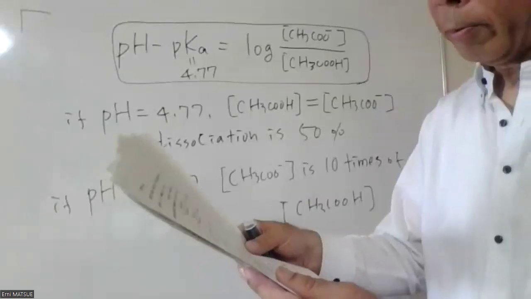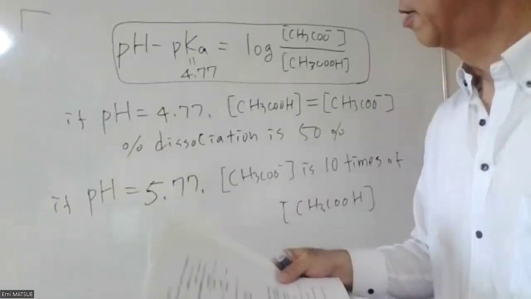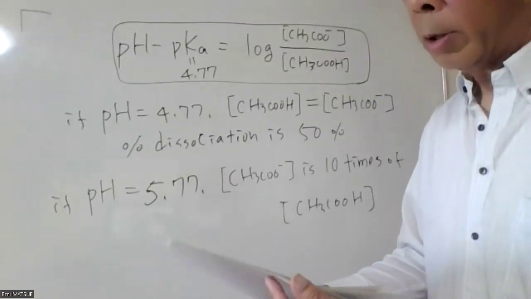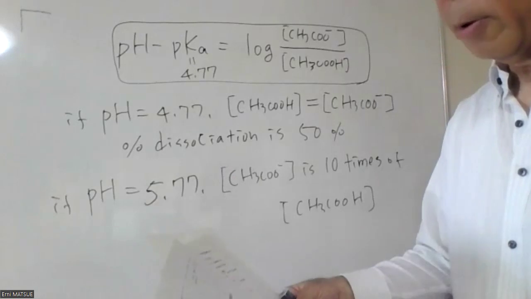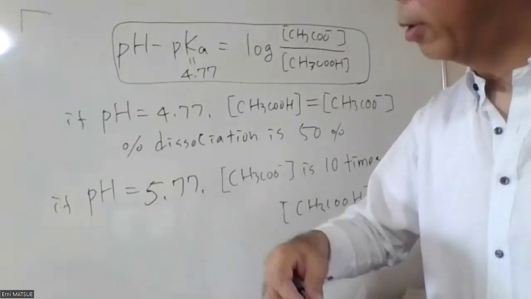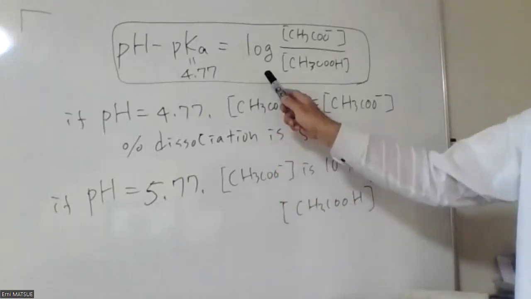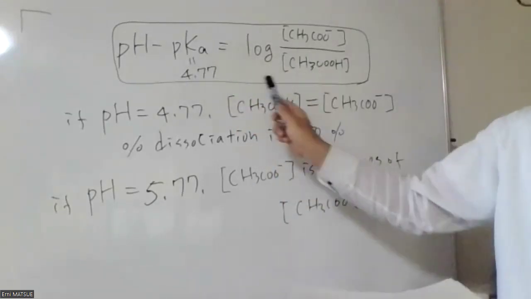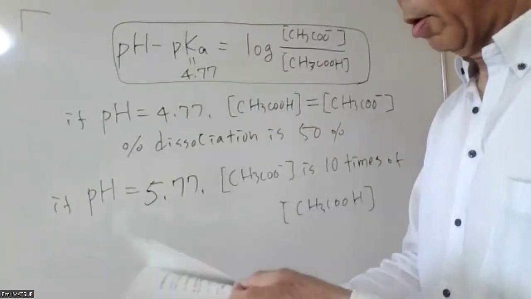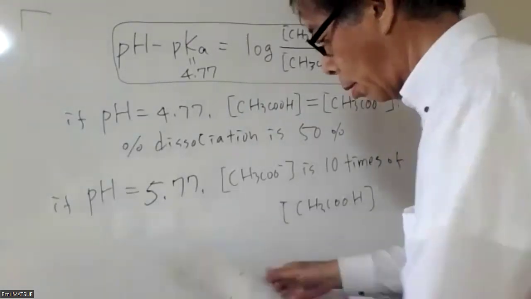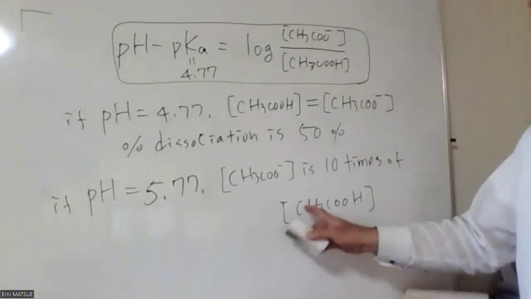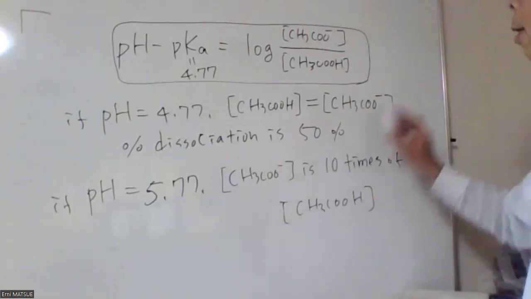Then could you look at figure 1? Figure 1 is a dissociation curve of acetic acid. This curve is very easily prepared by using this equation. Okay, do you understand?